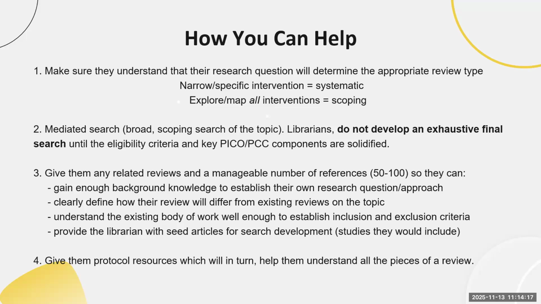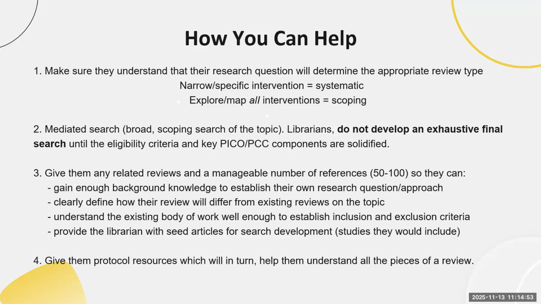From that mediated search, give them related reviews and maybe 50 to 100 studies. It's important not to overwhelm them. Like, yes, I've done a scoping search where I've gotten 5,000 results, but if I hand them all of those, their eyes get big and they get scared, basically. And if they don't have a direction yet, you need to help them find it. So with that smaller set of studies, they should use them to get enough background knowledge to establish their own research question and approach.